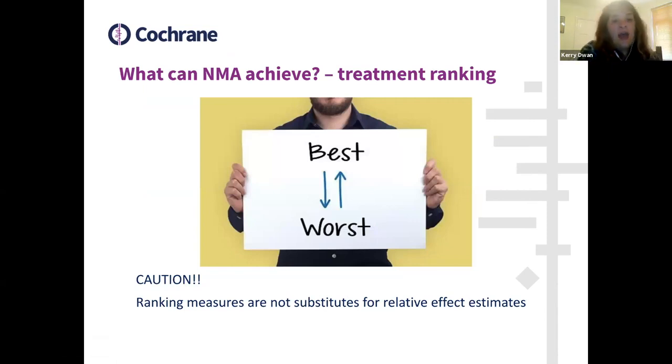Something else that an NMA can give us is treatment ranking. It's really important to know the relative effect estimates, and that is the most important thing. But there are methods that can rank the interventions as well, so we can find out what's best and what's worst. But this might differ by outcome as well. So you would need to consider other outcomes as well and not just look at it by outcome alone.